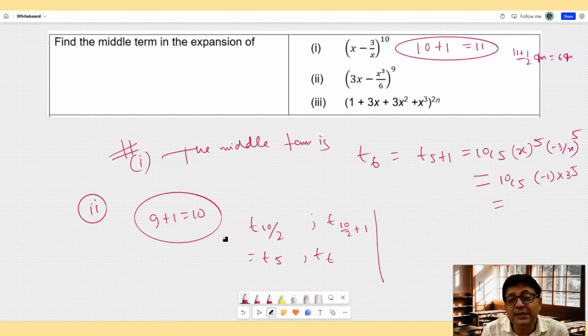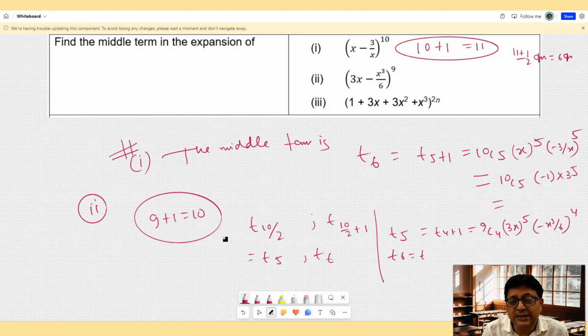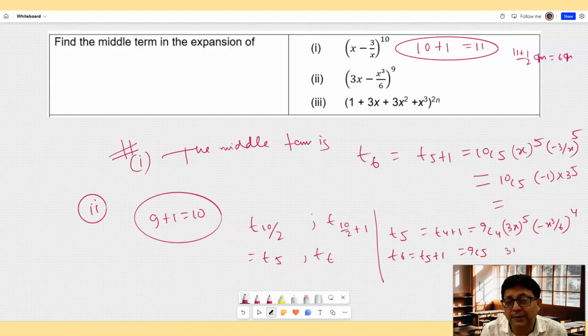What is T5 in this expansion? You know how to write. T5 will be T4 plus 1, that is 9C4, (3x) to the power 9 minus 4, and (minus x cubed by 6) to the power 4. And T6 is T5 plus 1, it is given by 9C5, (3x) to the power 4. On simplification, you can get these two middle terms. But the next one is very challenging.